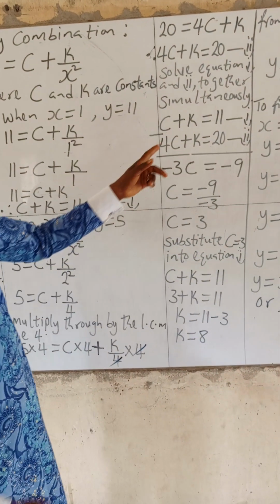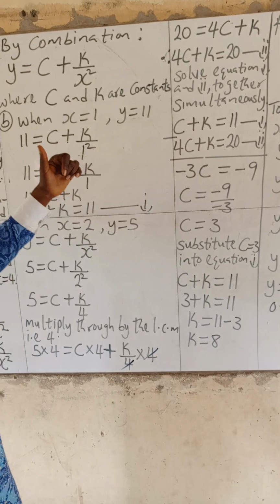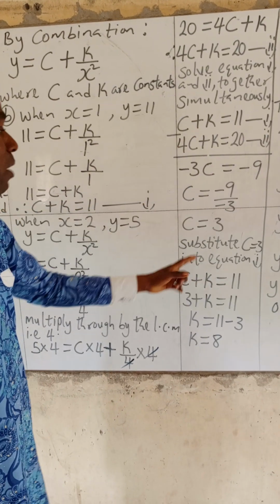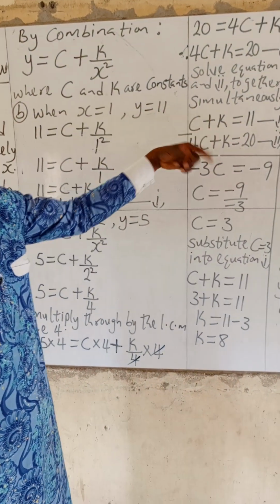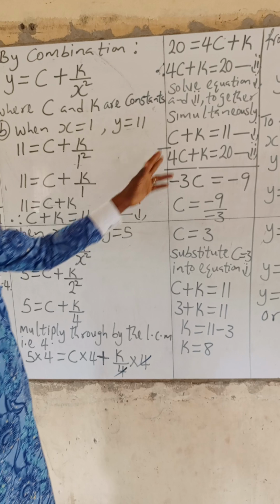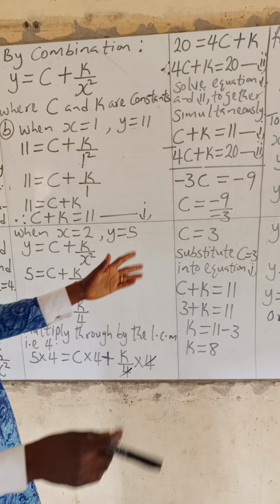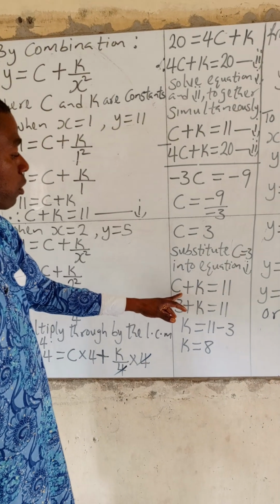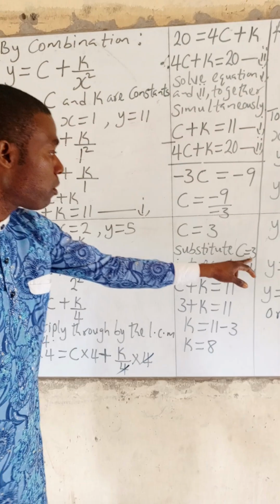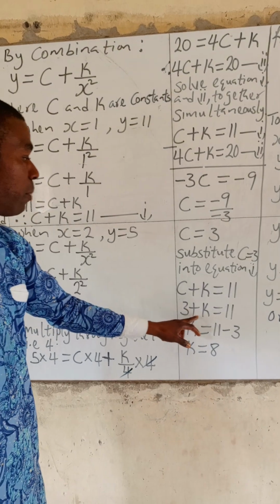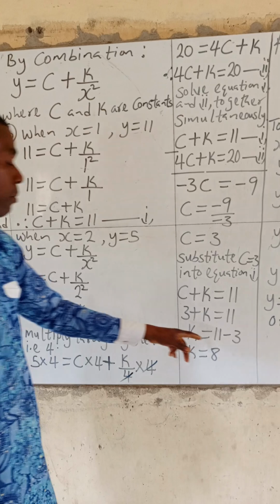So to now find K, remember there are two constants here. We've gotten one, which is C. So to find the second constant, we are going to substitute C equals 3 into any of the two equations. Substituting into equation 1 is better because it's faster. So from equation 1, we have C plus K equals 11. Where we see C, we are going to put 3. So 3 plus K equals 11.